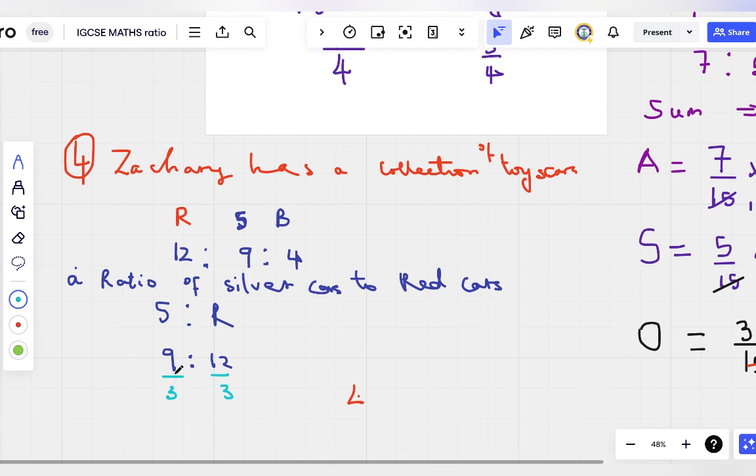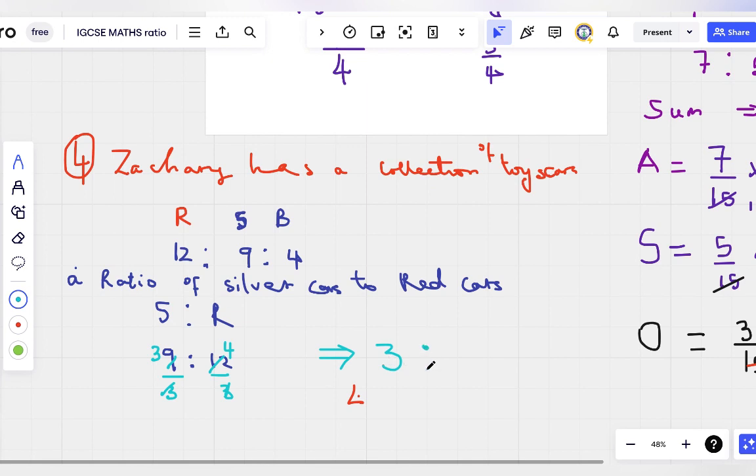So 9 divided by 3, we get 3. We get 3 here. And 12 divided by 3, we get 4. So the ratio of silver cars to red cars, the answer will be 3 to 4.